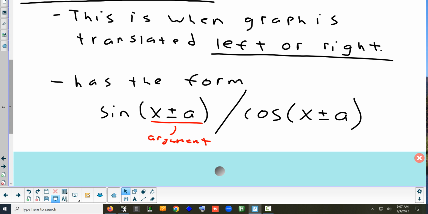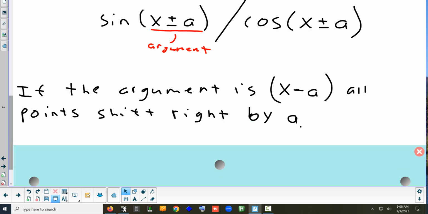Which way do you think plus would shift it? Would plus shift it to the left, or would plus shift it to the right? Yeah, to the left. Plus is going to shift it to the left, and that means minus is going to shift it to the right.